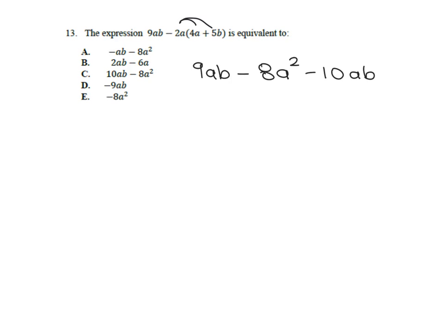I have one pair of like terms, and remember, like terms have to have the exact same variables. So 9ab minus 10ab is -1ab. If I match up my answers, this is the best choice because we don't really have to write -1 out in front. We could just write it as -ab.